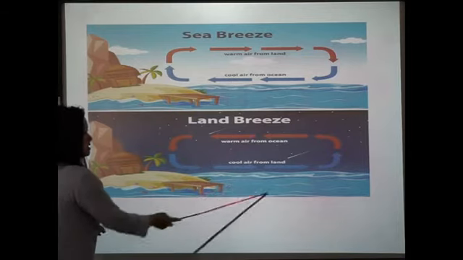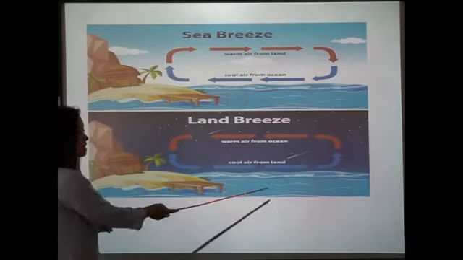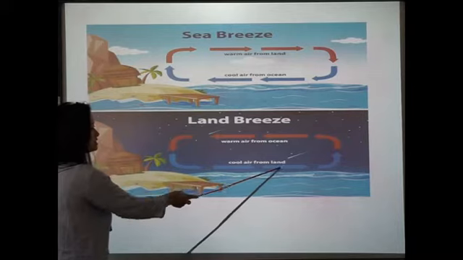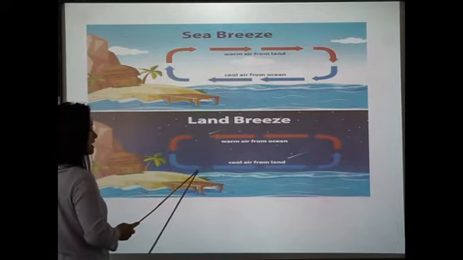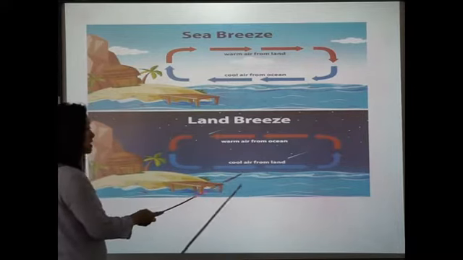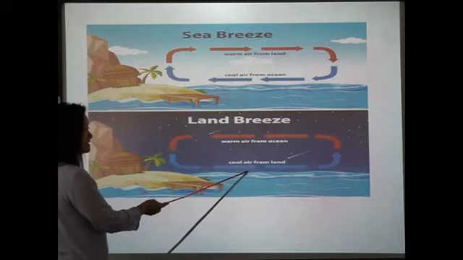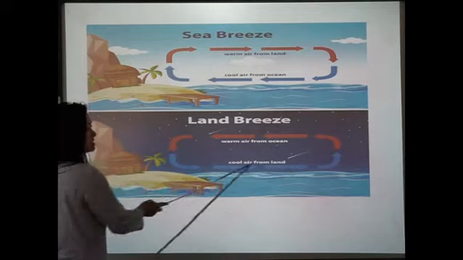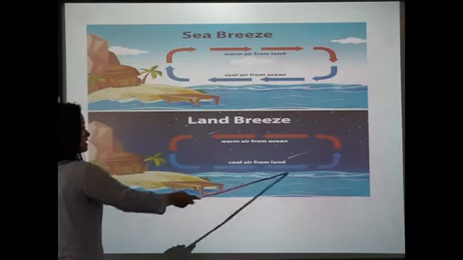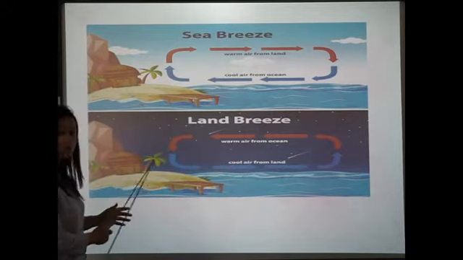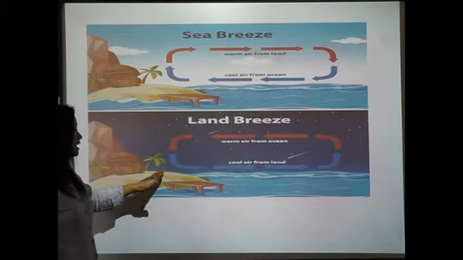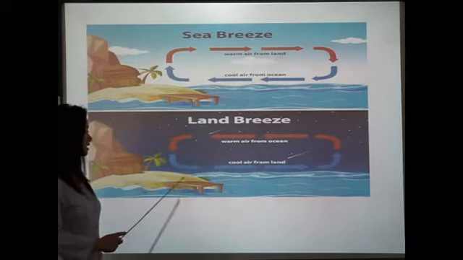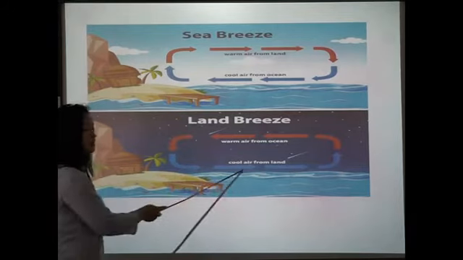Okay, the water will still be warm here. When the water is still warm, the air closer to the water gets heated and starts rising up. And when it starts rising up, a vacuum is created here. In order to fill this vacuum, which air rushes in? The cool air from the land. The cool air from the land goes and fills the space.